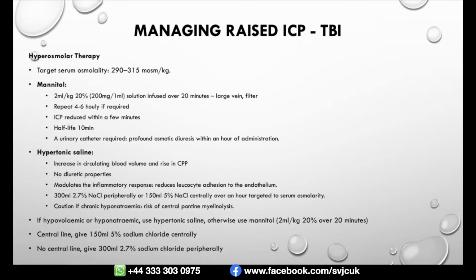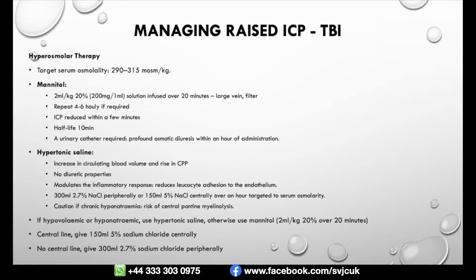And it can also modulate the inflammatory response, so reduce leukocyte adhesion to the endothelium. A typical dose might be something like 300 ml of 2.7% sodium chloride peripherally, but if you've got central access, you can use 150 ml of 5% over an hour, again to target your serum osmolality. Think about being cautious though if the patient has got chronic hyponatremia, because you've got a risk of central pontine myelolysis if you correct it too quickly.